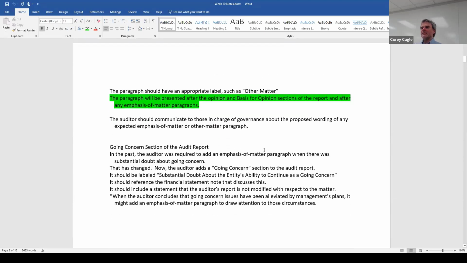So the paragraph would have a label, other matter. And here's a good test question. Where do you stick an other matter paragraph? So it goes after the opinion and basis for opinion, like the emphasis of matter paragraph does. It goes in the same place the emphasis of matter would. If you have both an emphasis of matter and an other paragraph, it goes in that order. Opinion, basis for opinion, emphasis, other. Good test question. Kind of silly, but a good test question. It's like, why do I need that as walking around knowledge? That's just the way it goes with CPA exam.